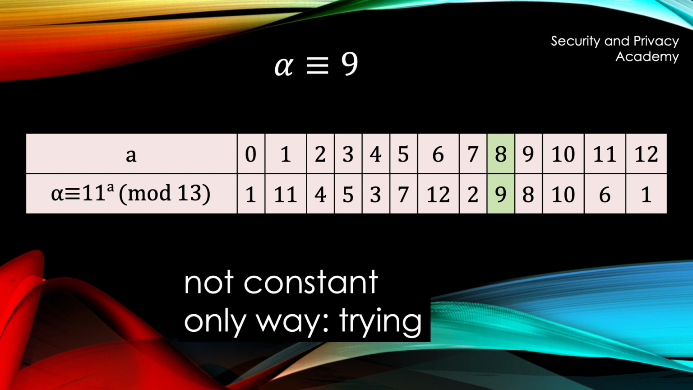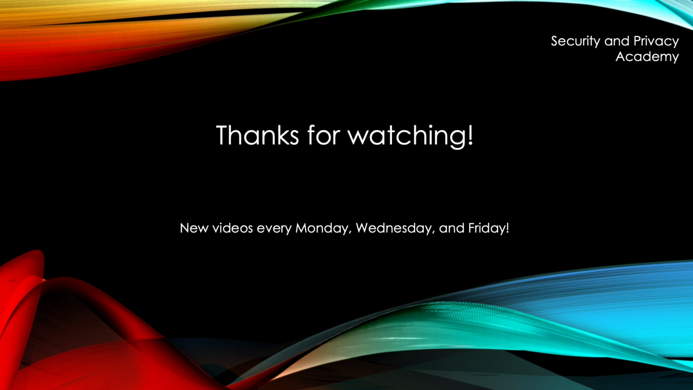I hope this clarifies why the discrete logarithm is used for asymmetric encryption, since there is no way to calculate the inverse.